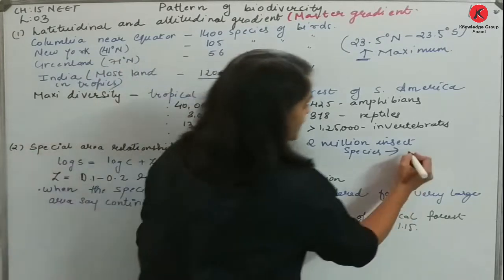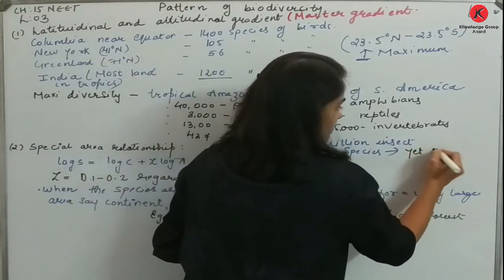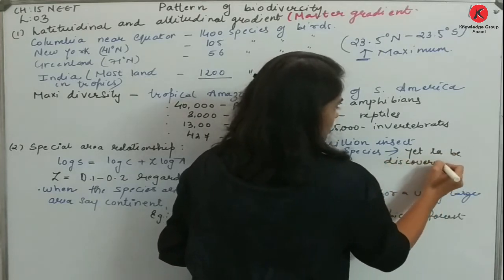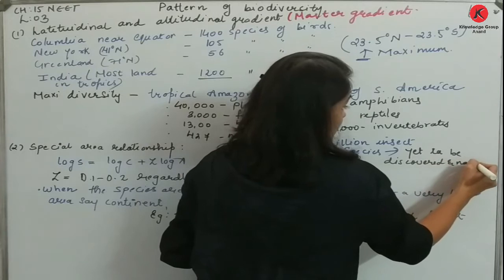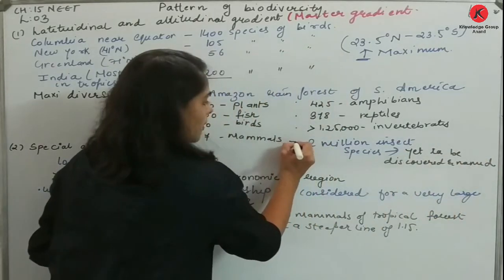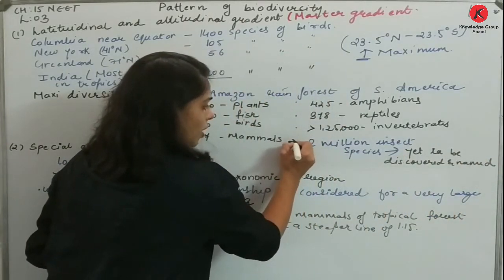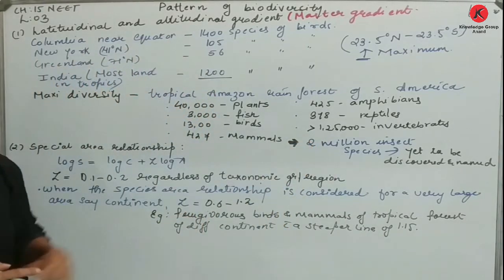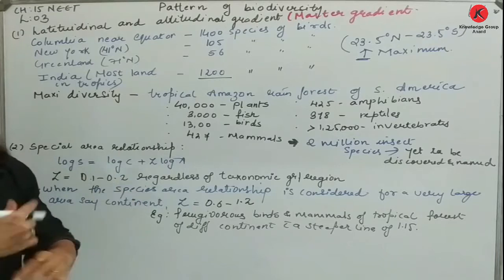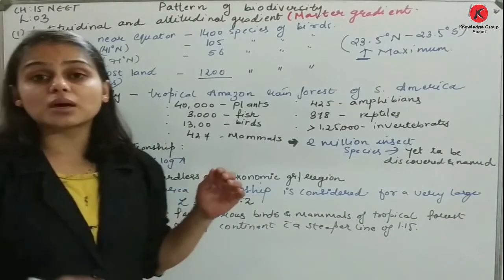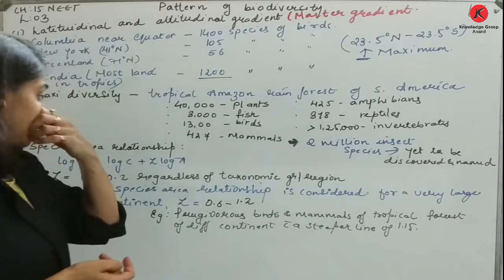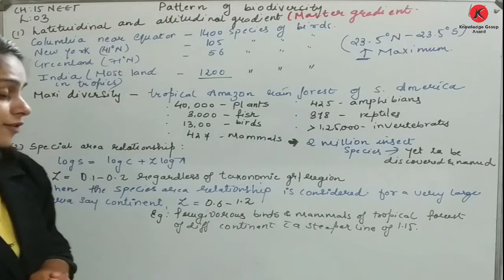Are yet to be discovered. Okay, where I am talking about yet to be discovered and named, what I am talking about, dear students, is your Amazon rainforest only. ठीक है, तो देखो, 2 million insect species are estimated to be discovered and named. Am I clear? Okay, so these are certain examples which I have written.